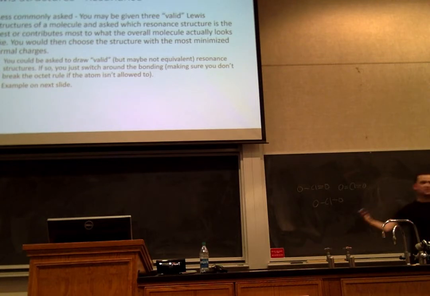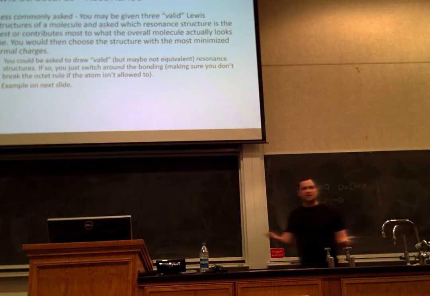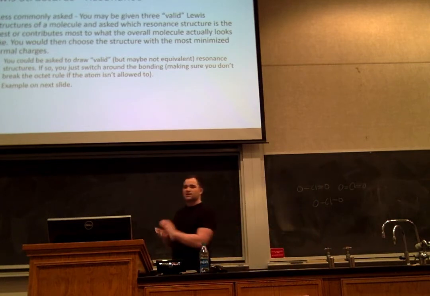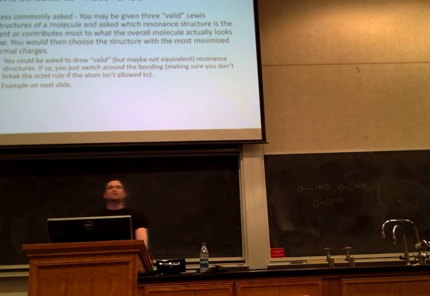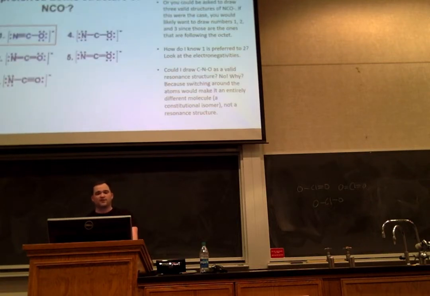Yes, so we just talked about that, right? You would choose the one with the most minimized formal charges, right? Okay. The more confusing one is probably them asking you to draw 3 valid resonance structures for something. So we'll do this one for now. So this is the kind of question it could ask you.